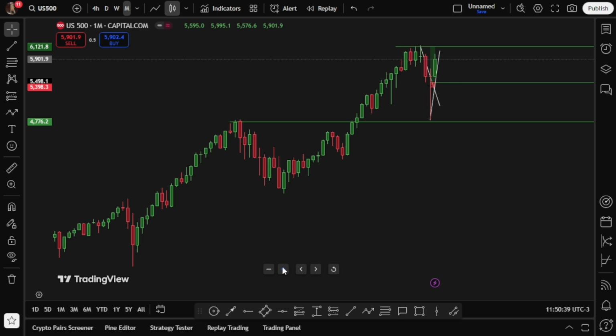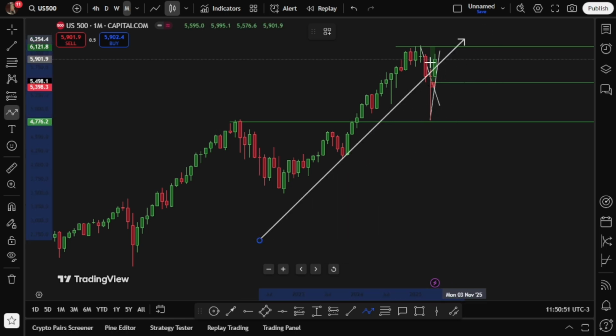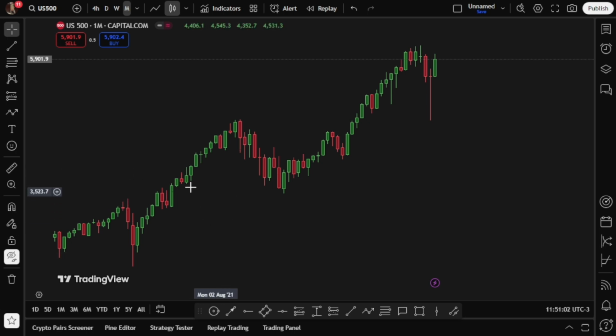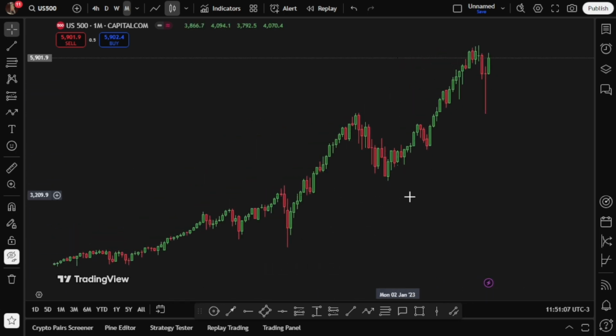Remember, S&P 500, US30, and Nasdaq, they move the same way. So what did I see on S&P 500? Like I said, I saw that S&P 500 is currently bullish. Let me hide this drawing, all the drawings. I saw that S&P 500 is bullish on the monthly time frame.